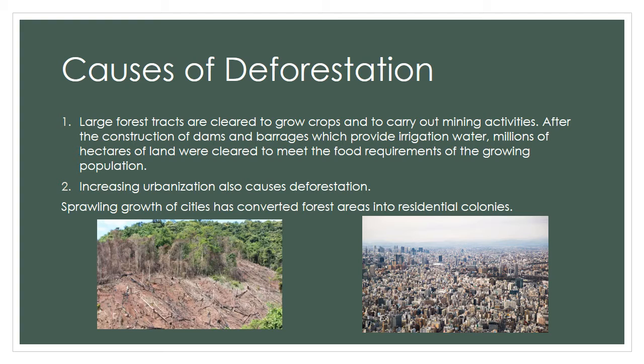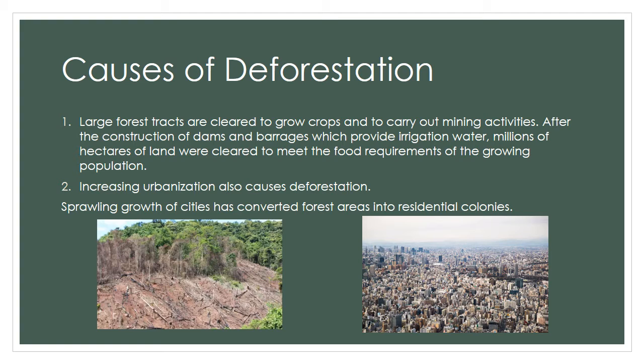After the construction of dams and barrages, which provide irrigation water, millions of hectares of land were cleared to meet the food requirements of the growing population. So we are disturbing our ecosystem by reckless cutting of forests to fulfill some needs like the requirements of a growing population: we need to construct dams, barrages, we need to carry out mining activities, and we need to grow crops. Then next one is increasing urbanization also causes deforestation.